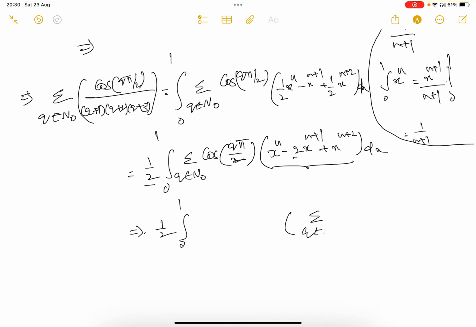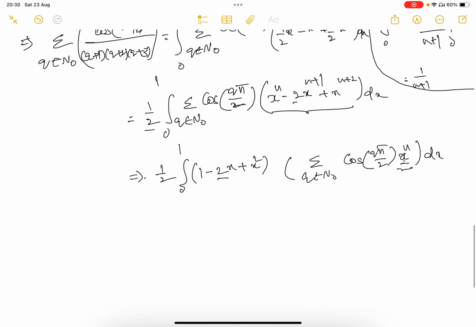Summation q belongs to n naught cos of q pi by 2 into, if you take x power n as common here, then the remaining part will be 1 into x power n minus 2 into x, right? 2 in 2x into x power n, it will be x power n plus 1, right? Then this will be x power n, this will be x square. Fine. This is how we have written.